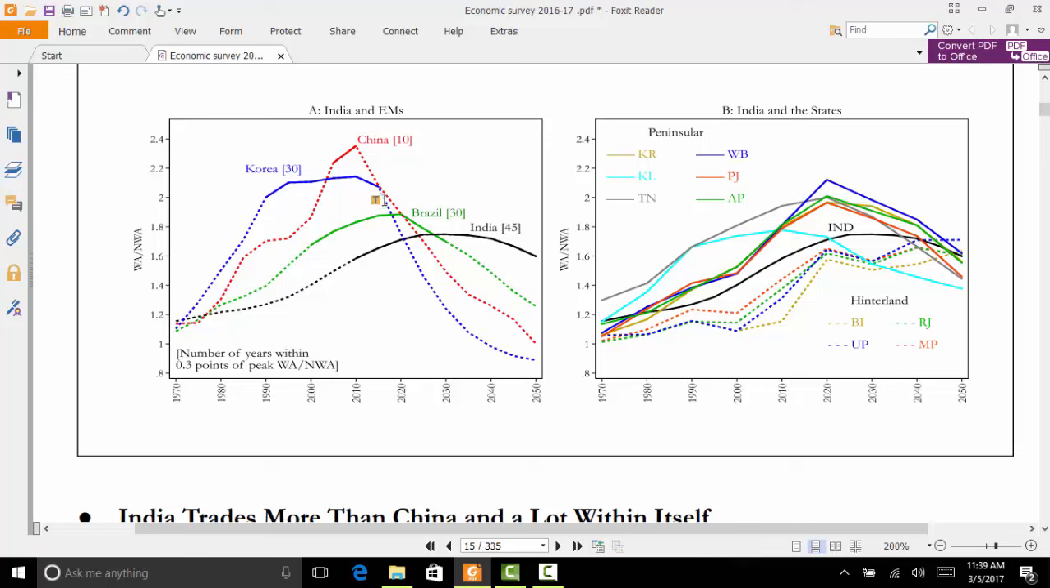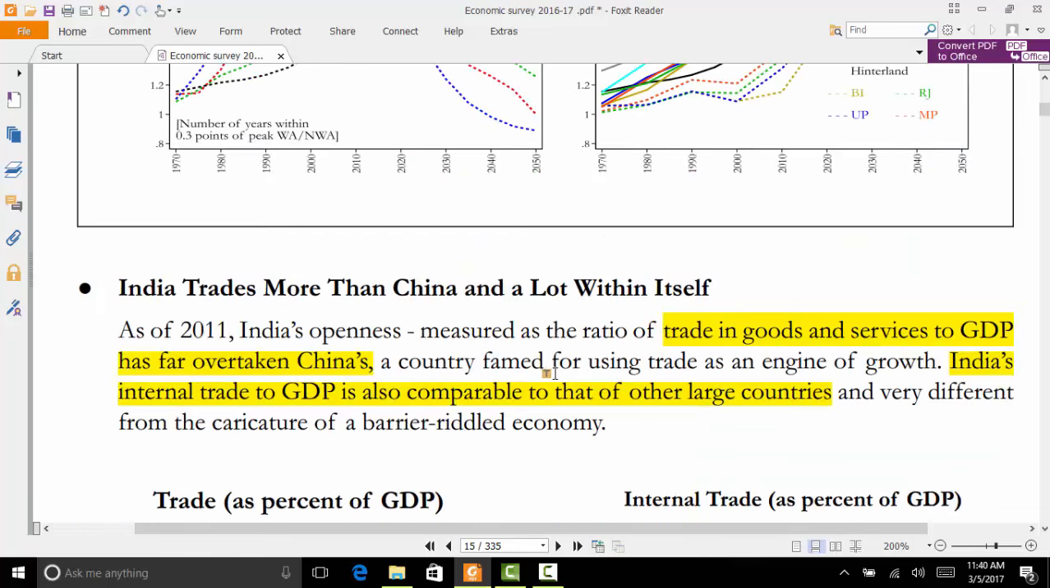They've even shown India's graph with respect to other countries, that this has been the peak for India, but it is lasting longer. Whereas China, you see a sudden peak and a sudden shortfall, right? Same with Korea, Brazil. India's peak, though it is lower relative to these other countries, lasts for a longer period of time. Then in the states comparison, you can find that hinterland states peak at the higher level later, and the peninsular states peak early at a higher level than the hinterland states.